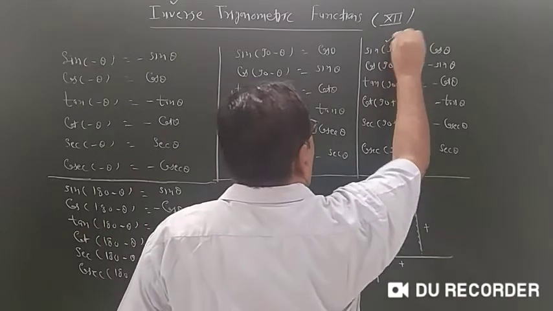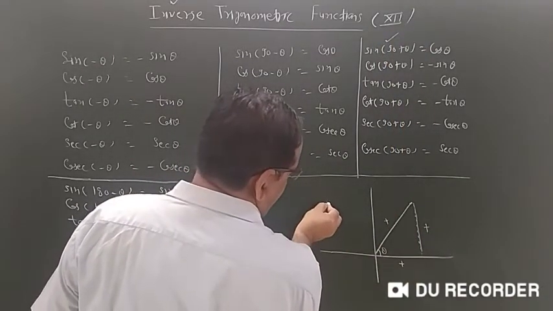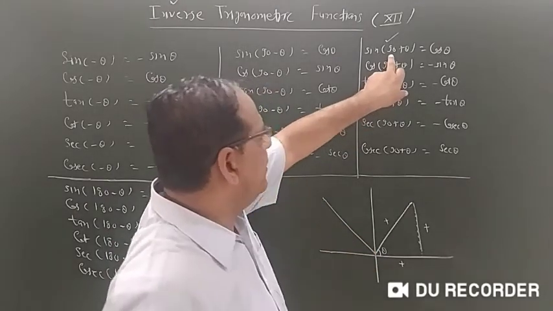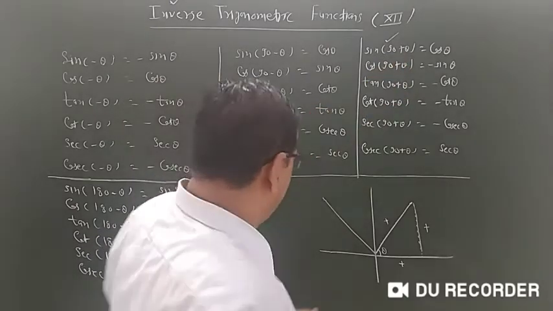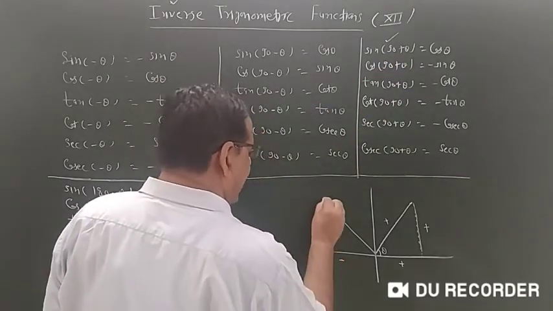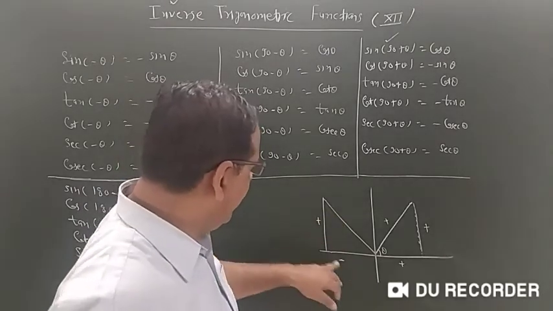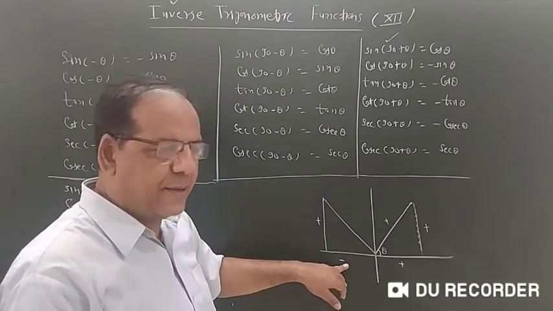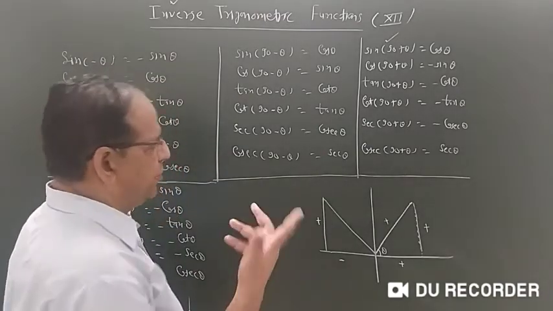For sin 90 plus theta, the angle goes into the second quadrant. This value is negative and this value is positive. So all the ratios that use the base come with a negative sign and the remaining come with a positive sign.